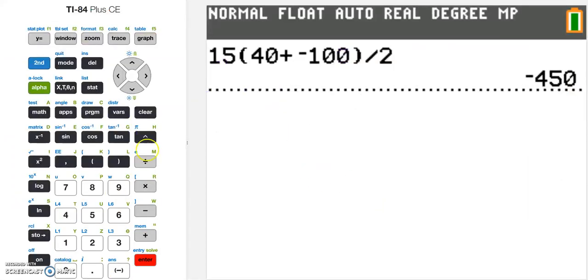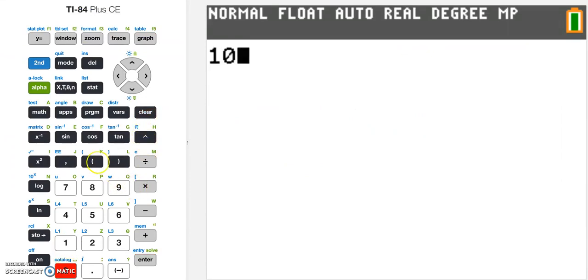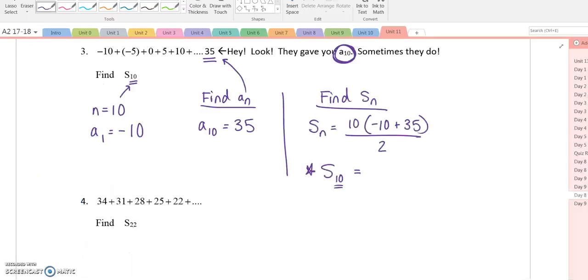All right, so I'll type it in. Let's see, we got 10 times, what was it, negative 10 plus 35, divided by 2. So 125. And that'll be my 10th sum.